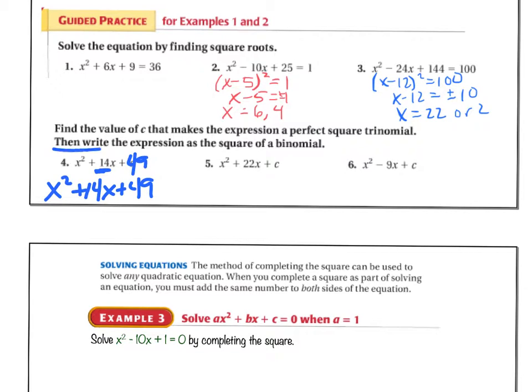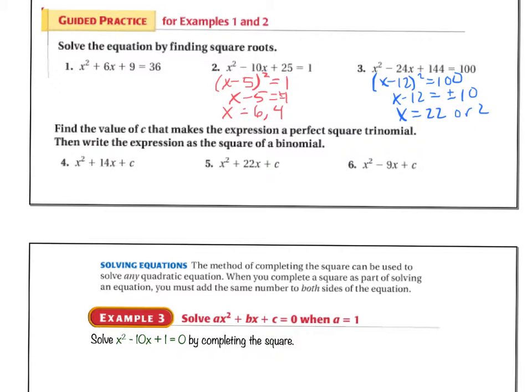And then they're always going to ask you to write the expression as the square of a binomial. So you got to get that binomial out of there and square it. Well, what binomial would I have gotten when I factored this? It would be x plus 7. And that is the binomial being squared. So we're answering the question.